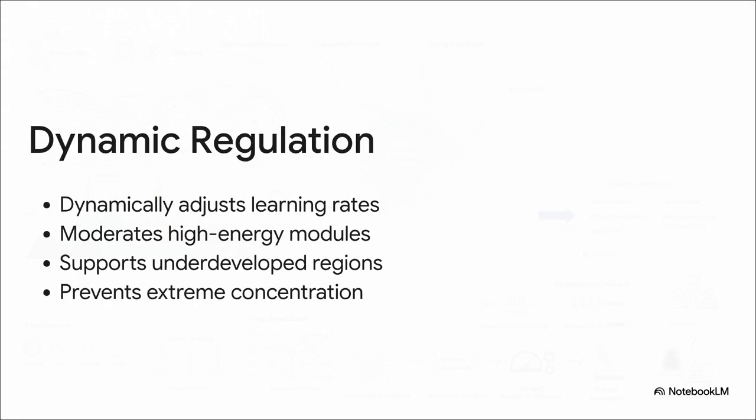And once we can measure that energy, we can dynamically regulate it. By applying a weighting factor with an exponential decay function, the system can automatically dampen the learning rate from modules that are absorbing way too much energy. This prevents extreme concentration and preserves precious resources for those underdeveloped, high-resistance regions. We're structurally preventing imbalances without actually halting the overall learning process.